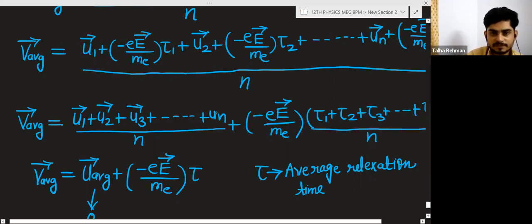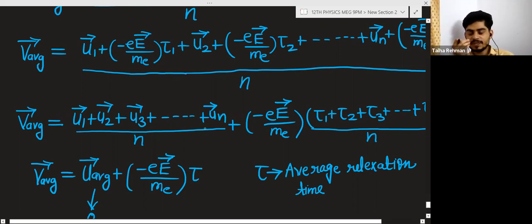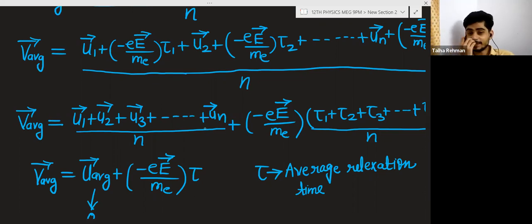And here is a vector. This is a vector. u represents the initial velocity of electron before applying the electric field, and v represents the final velocity of electron after applying the electric field, when the electron is in motion.